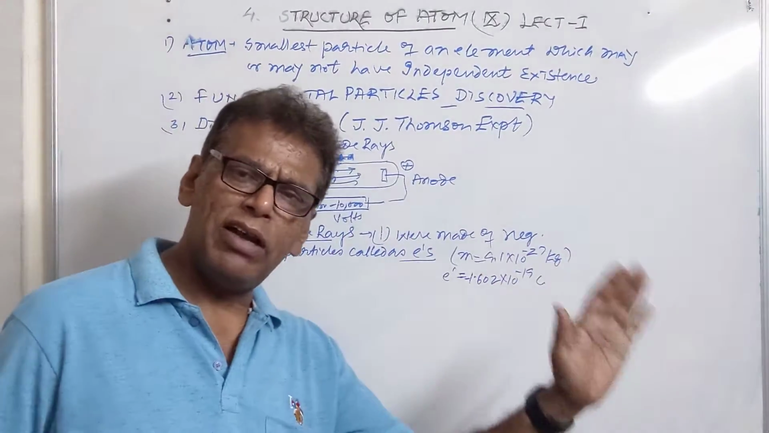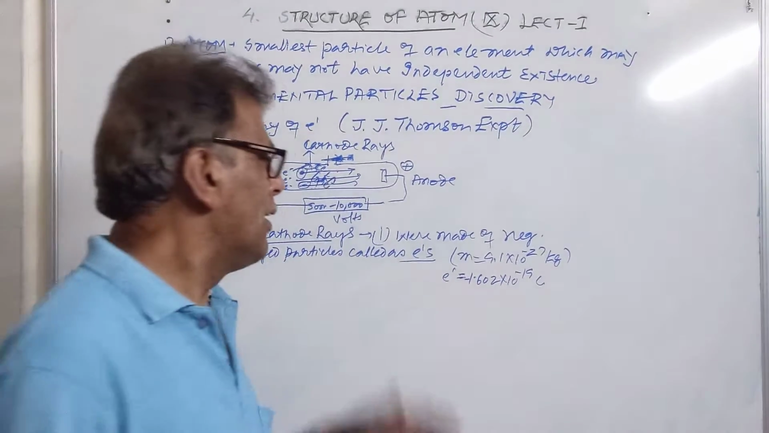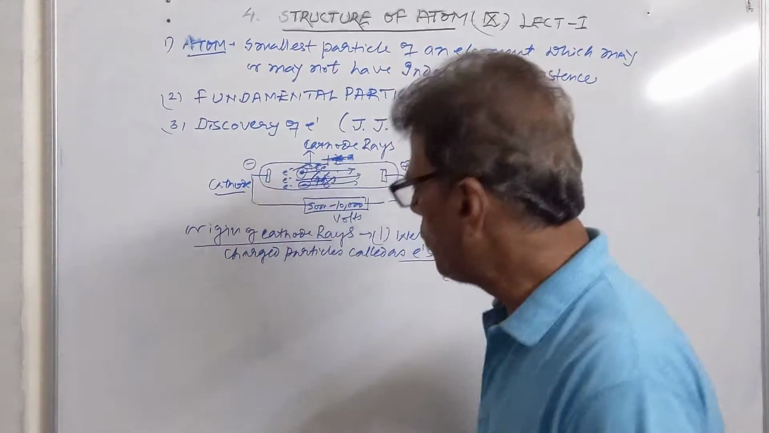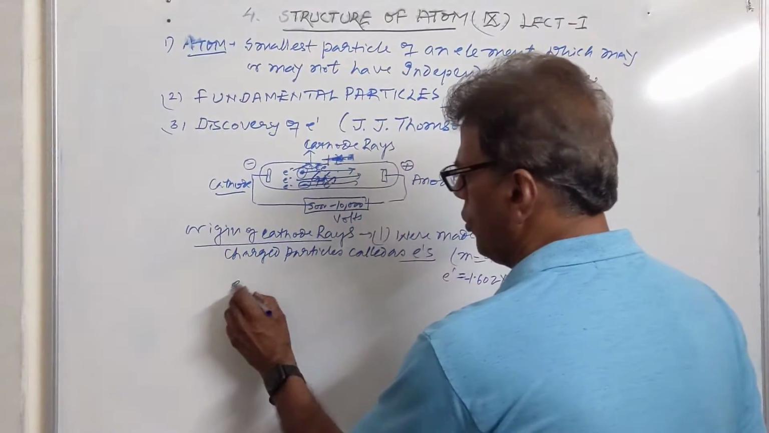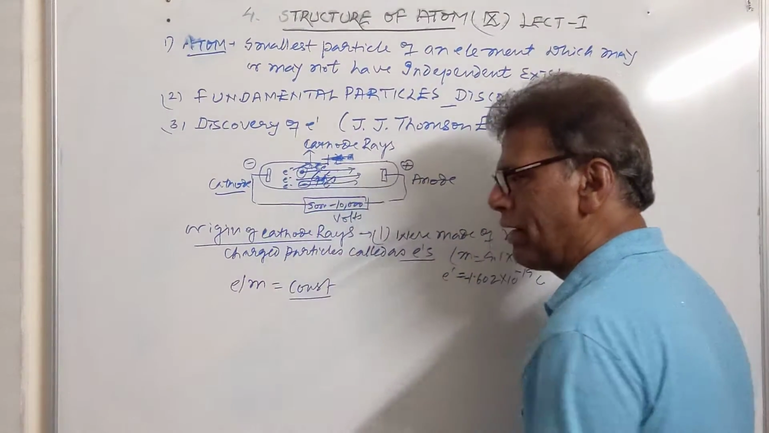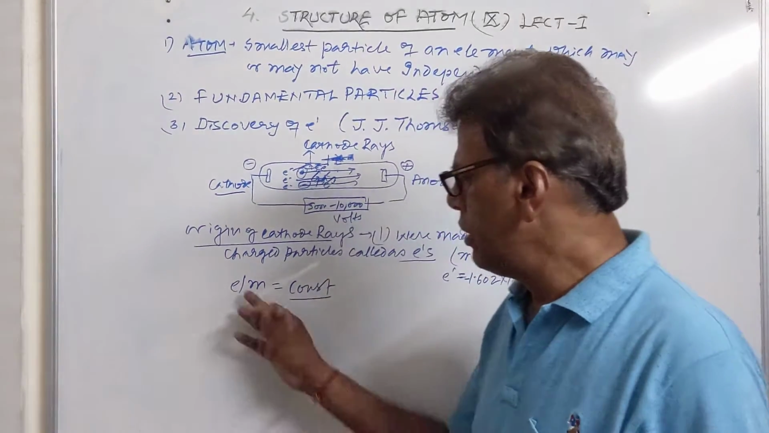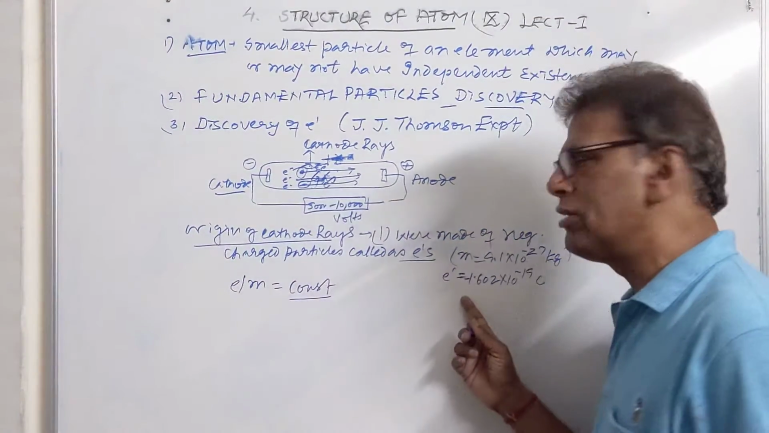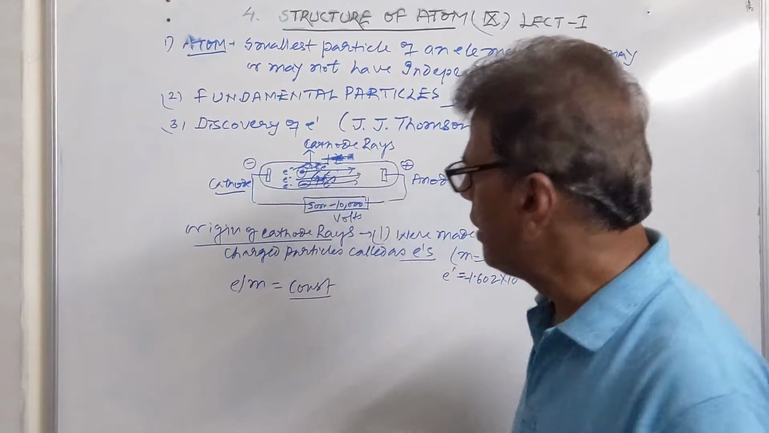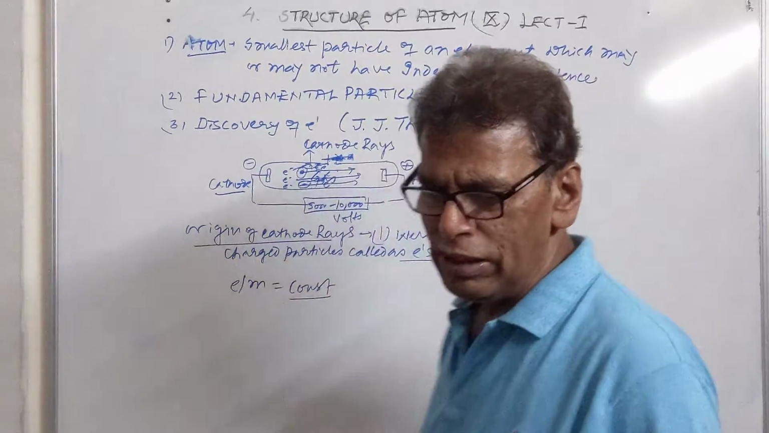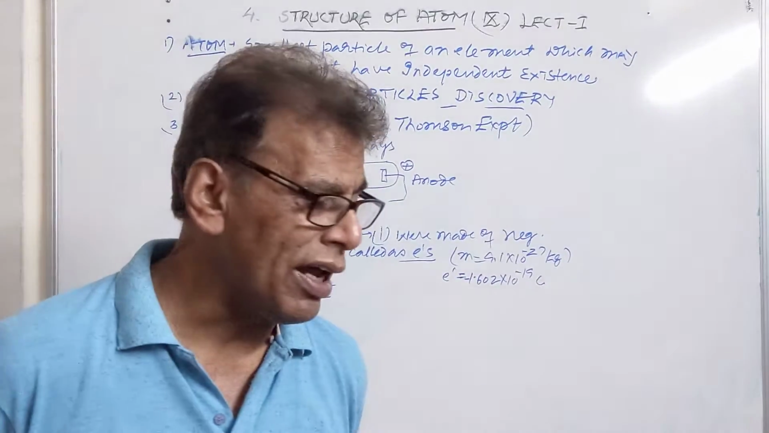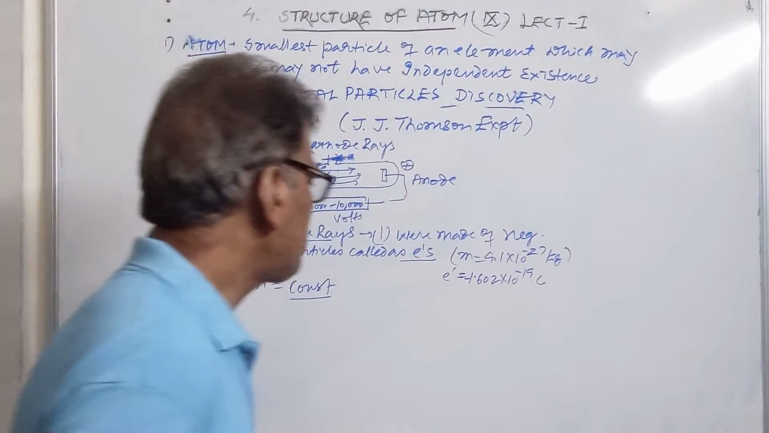They travel in a straight line, they possess heating effect, and they produce X-rays when they strike against a hard metal like tungsten. Their charge upon mass ratio, e by m ratio, is constant. Since all the gases taken at different times in the discharge tube emitted electrons, and the charge and mass of the electron are fixed, the e by m ratio was also constant in the case of cathode rays. This ratio was 9.58 into 10 raised to power minus 9 coulomb per gram for hydrogen gas.